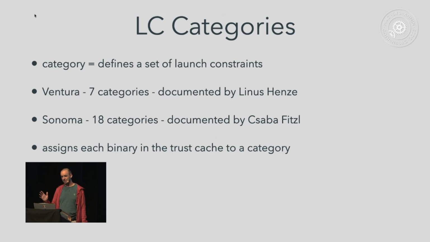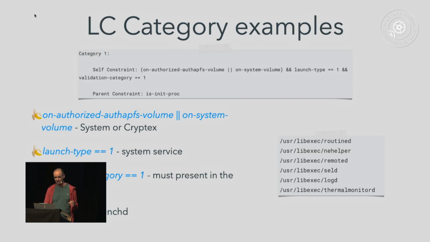It defines various categories. So a category in launch constraints is a set of constraints specific to a binary. In Ventura, they had 7. In Sonoma, we had 18, and we still have 18 since then. So it doesn't increase since that macOS version. Each binary in the trust cache is assigned to a specific category.